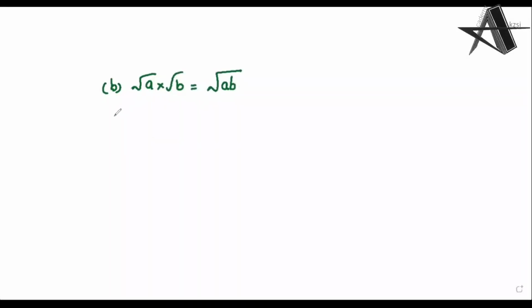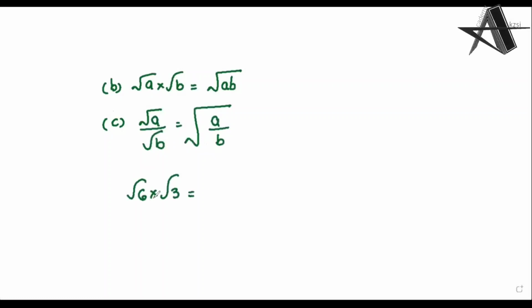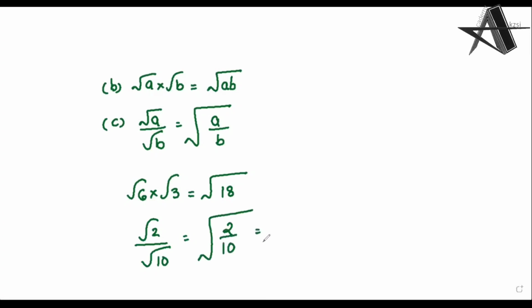C is when you are dividing different roots. Root A over root B. So the root is common and you divide A by B. Suppose the question is root 6 over root 3. The root will be common and 6 divided by 3 will give you 2, so root 2 will be your answer. Now root 2 over root 10. The root will be common. Divide 2 by 10 and you will get your answer as root 1 by 5.